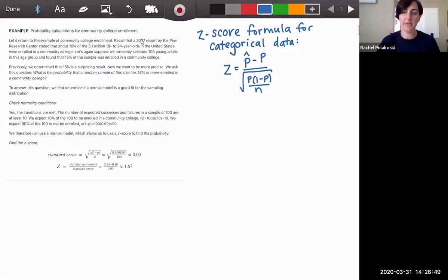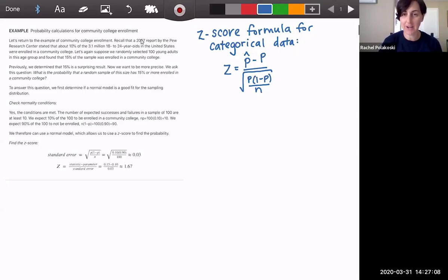Here's a quick little video to show you how we would calculate the z-score in this example, because the work below kind of skips some of the steps. So I'd like to walk you through it. The formula that we're using is the z-score formula for categorical data. It's got all of the different p's in it. It's got p hat, capital P, and N.